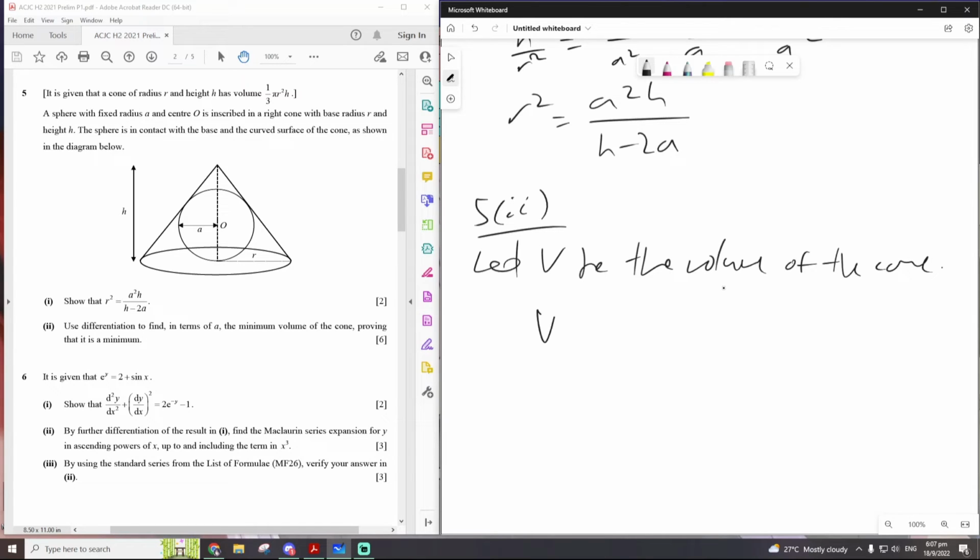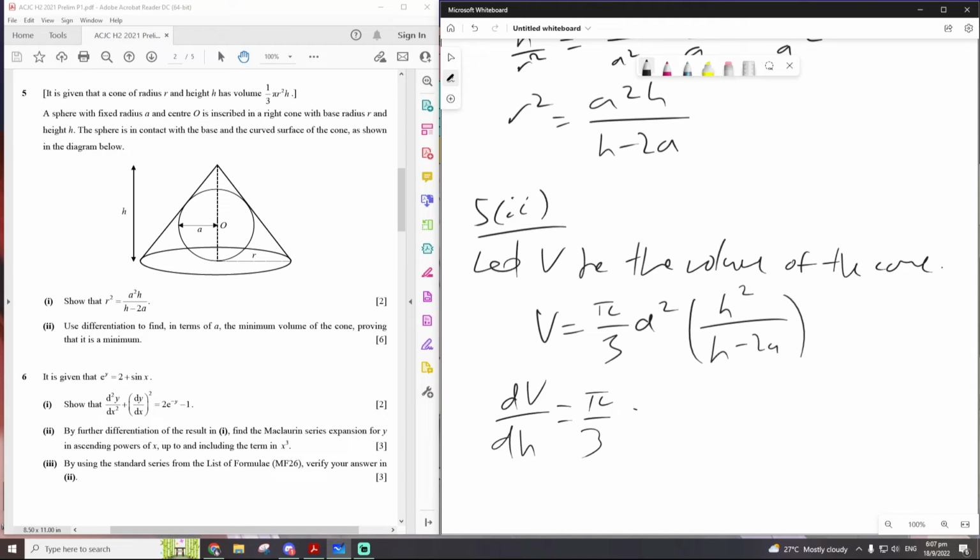V equals pi over 3 r squared h, that's been given to us. So we get a squared here, and this is h squared divided by h minus 2a, because it's r squared times h. For dV/dh, this is not too troublesome to use the quotient rule, so let's just do that.